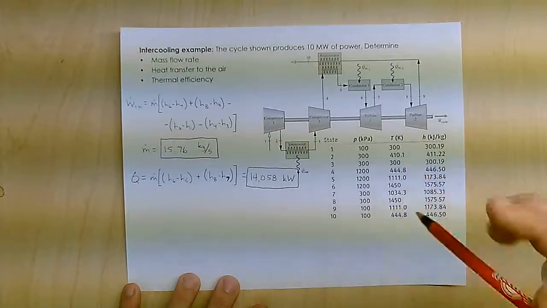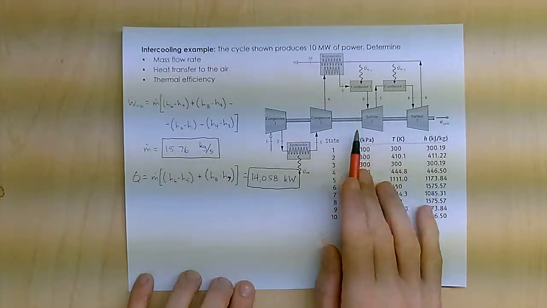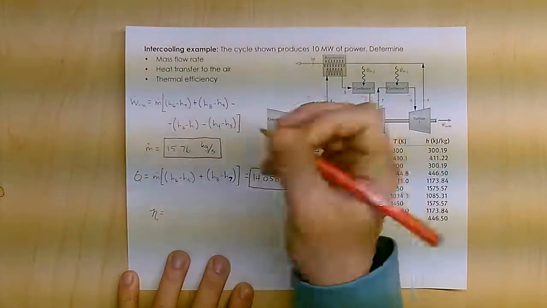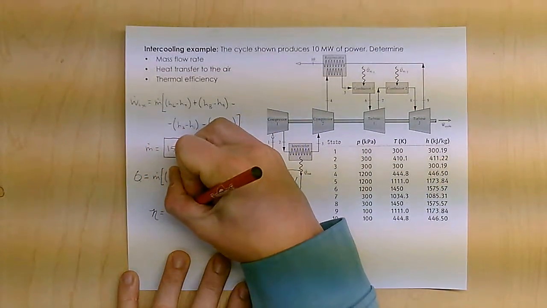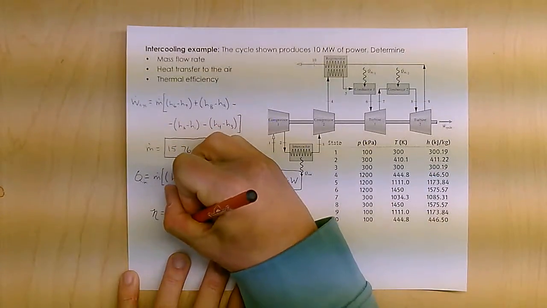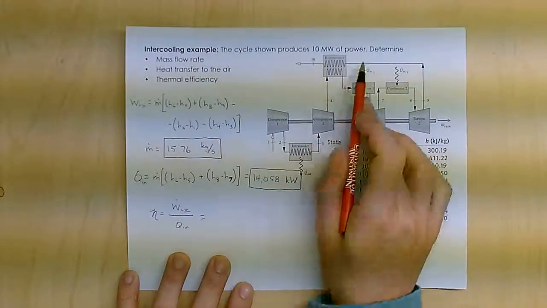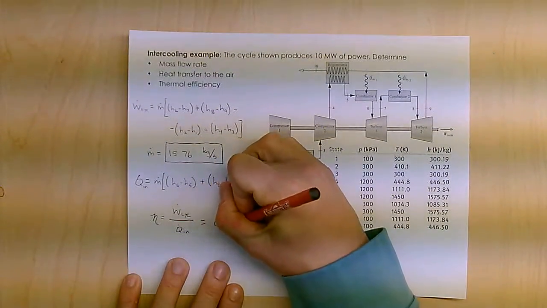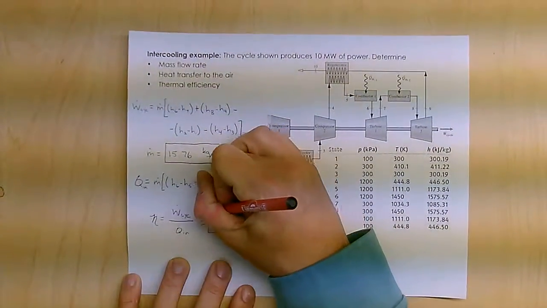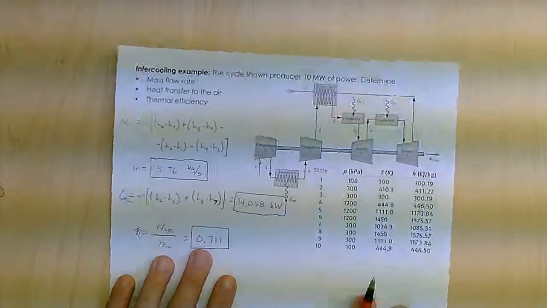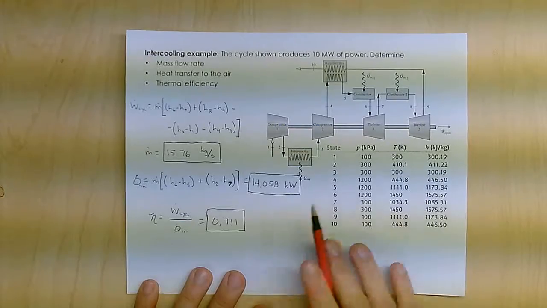With that said, now I can find my thermal efficiency, which is basically the work of the cycle over Q in, which is basically 10 over 14, which is 71.1%. That's a pretty good efficiency that I'm getting with that regenerator, reheat, intercool, all that good stuff.